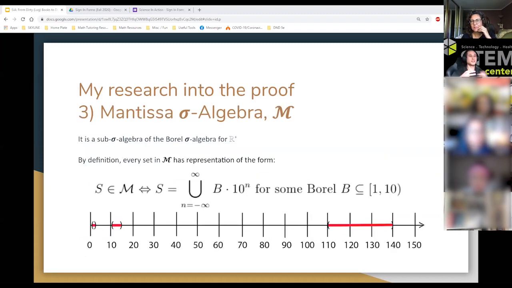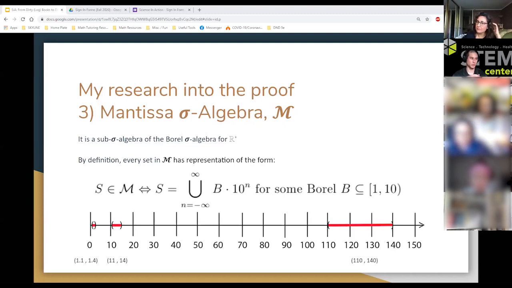And so Ted Hill took that concept and was like, well, this isn't good enough. I need a better form. And so now we're dealing with a mantissa sigma algebra, denoted by this capital M. And so here we're dealing with a sub sigma algebra of the Borel sigma algebra for R+. Say that 5 times fast. I don't think I can. And now by definition, every set in M has representation of this form down here. Okay, now this is some heavy notation, but in essence, what we're really trying to look at here is those intervals that you see on the number line in red below.